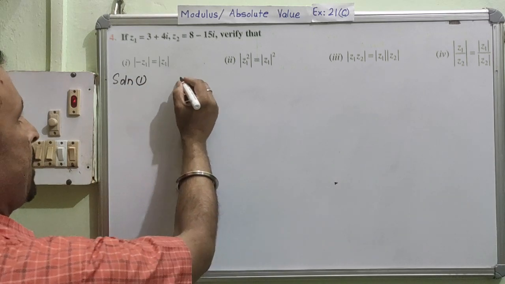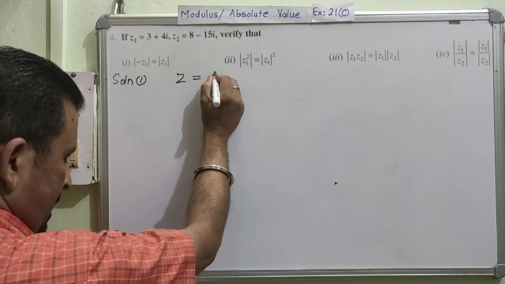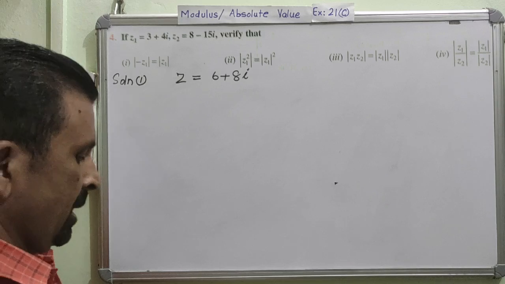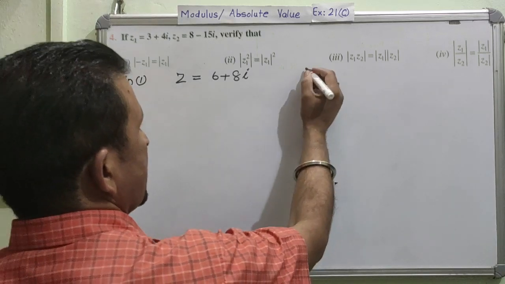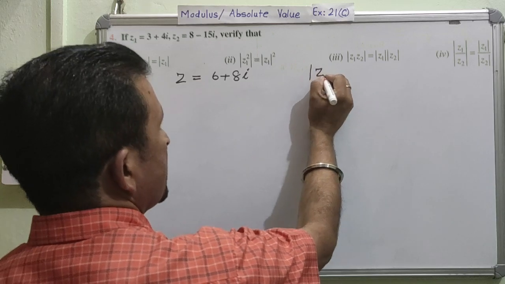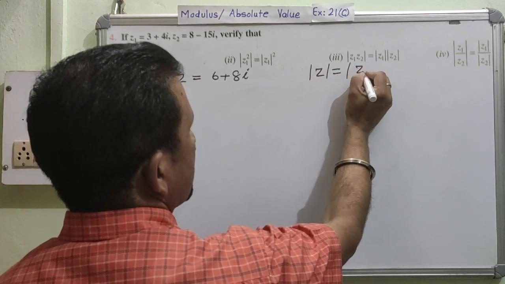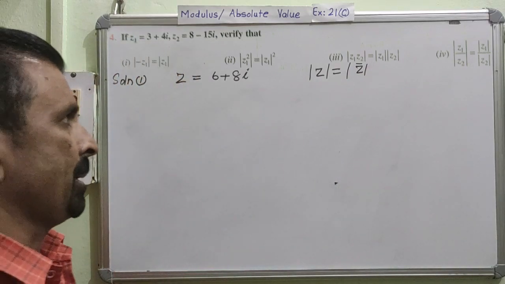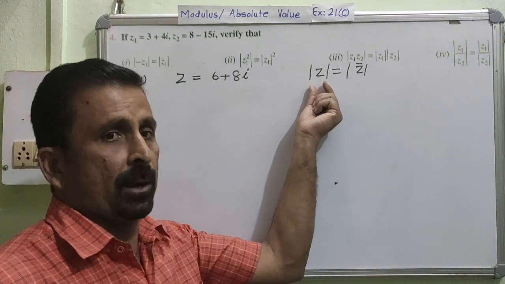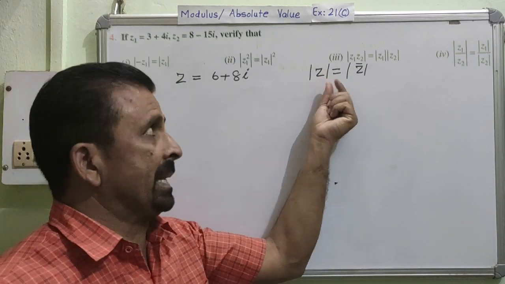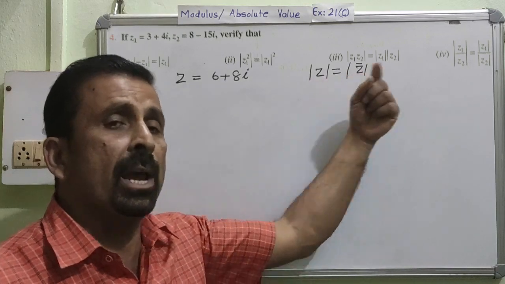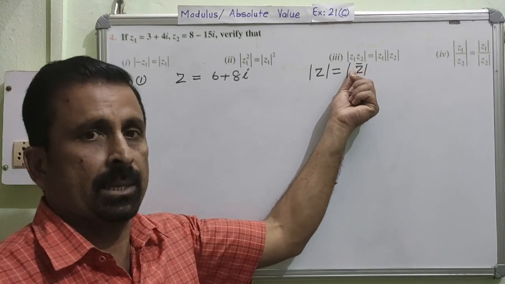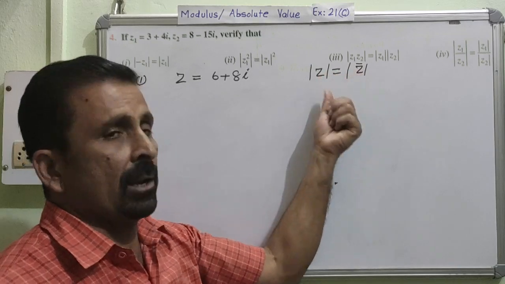The given complex number we have is equal to 6 plus 8i. This is the given complex number. With this complex number, we have to verify the statement that mod of z is equal to mod of z bar. This is read as modulus of the complex number z is equal to the modulus of the conjugate of the complex number. This z bar is read as conjugate of the complex number. Clear? So we have to verify that the value of these two are the same.